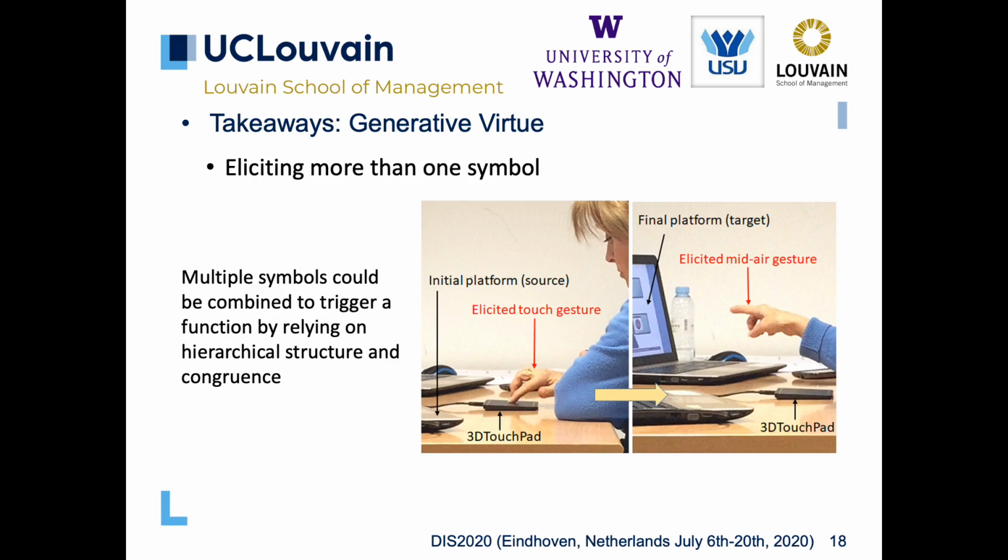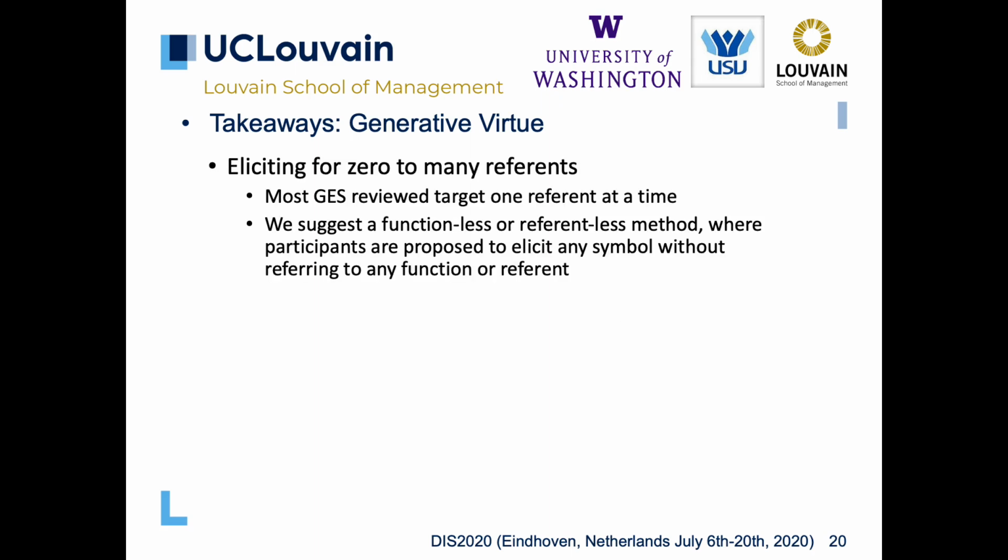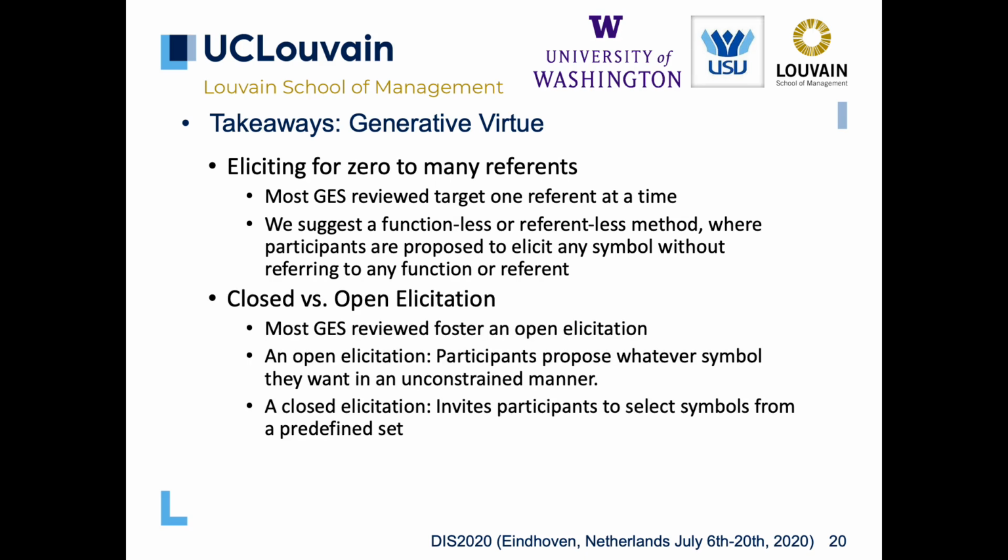Most GES reviewed elicited one gesture per participant for each reference at a time. Multiple representations of reference and symbol: we have 4 axes: structured, unstructured, formal, and informal. Representations such as gesture grammar, 3D avatar gesture animation, sensor raw data, and gesture live capture. Most GES reviewed target one reference at a time. Most GES reviewed foster an open elicitation.